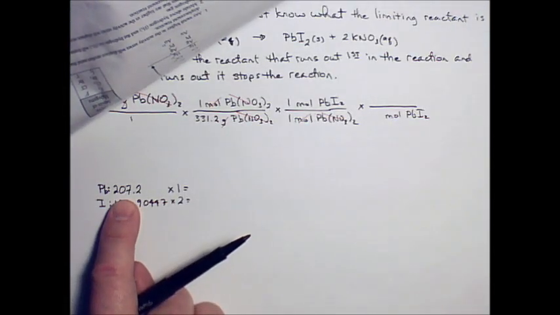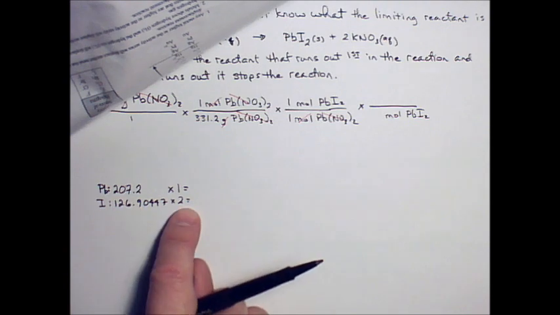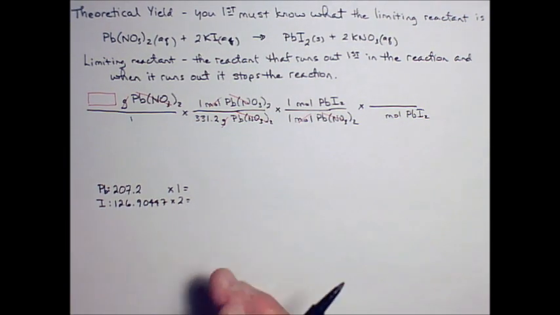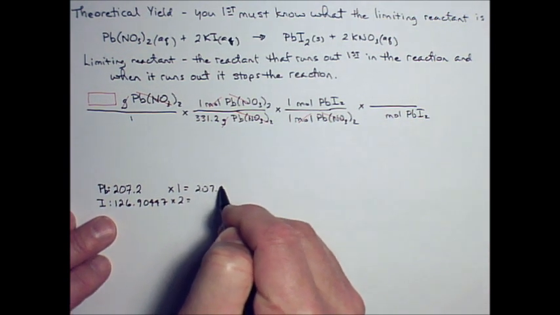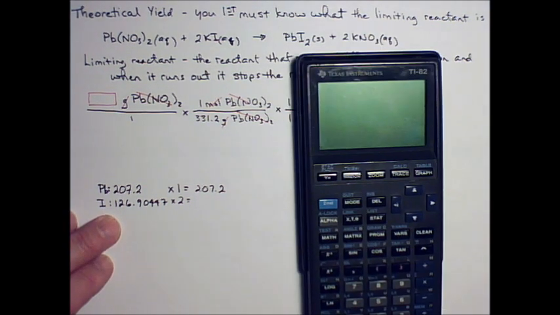The definition of molar mass is it's the sum of all the atomic masses of all the atoms in a formula. So we're adding up all those atomic masses. And so we have 207.2, and here we're multiplying this by 2 because we have 2 of them.